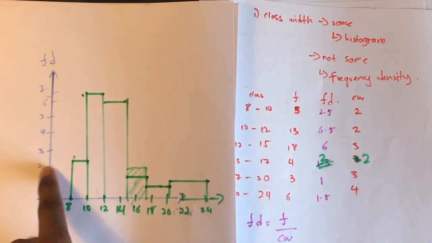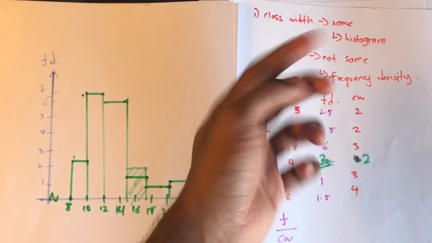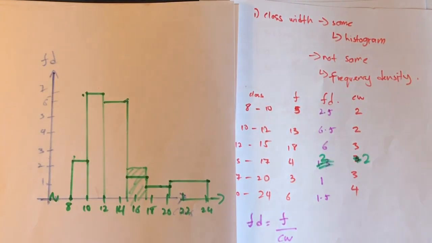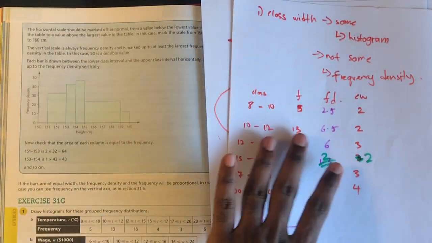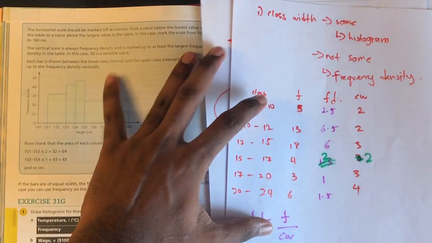Because it's 2, you should follow 2. When class width is not the same, you need to find frequency density. That means this table you need to translate. You must. This is part of the working. You must show this working. You must show you calculating the class width and calculating the frequency density. All this must be shown.